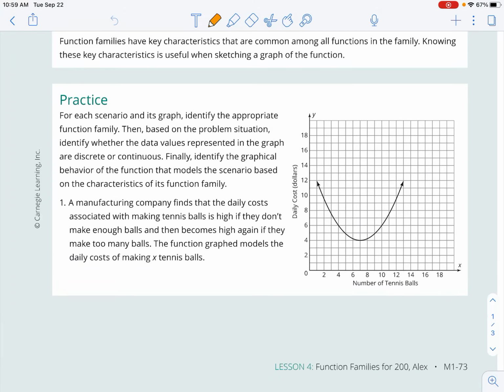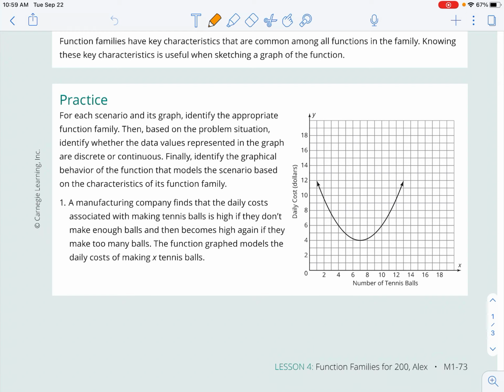Okay, practice 1 through 4 is the first set of problems we want to do on this assignment. So for each scenario in its graph, identify the appropriate function family, then based on the problem situation, identify whether the data values in the graph are discrete or continuous.